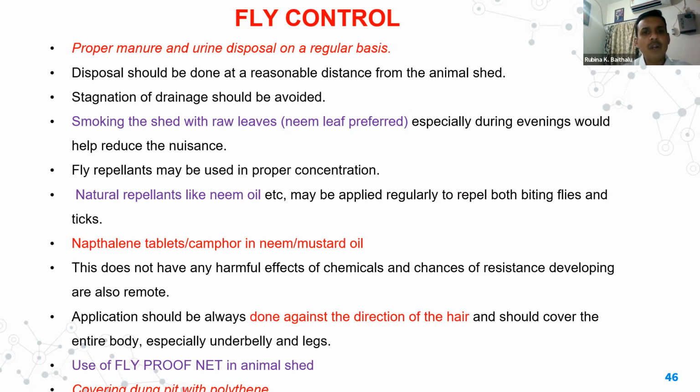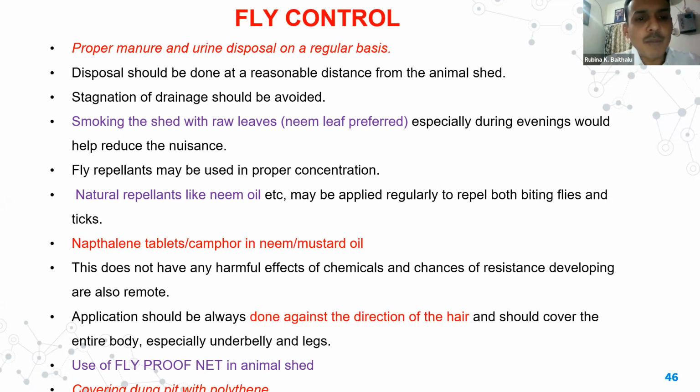There should be proper manure and urine disposal on a regular basis. Disposal should be done at a reasonable distance from the animal shed, and stagnation of drainage should be avoided. You can also use smoking in the shed with raw leaves during the evening. That will help to reduce the nuisance.